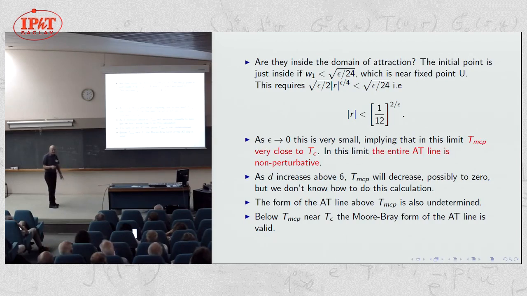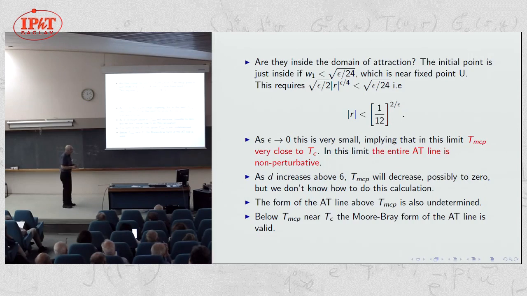Now, of course, you can ask what happens as you move away from 6 dimensions, go up towards 8 or 10. Well, presumably, TMCP will move away from TC, and we suspect that it will eventually go to 0. And so maybe in high enough dimensions, say 20 dimensions, it disappears altogether. Certainly, there's no hint of a multicritical point in beta lattice calculations or anything of that sort. So you would only expect to see the existence of a multicritical point in dimensions, say, below a certain value, whose value we do not know.